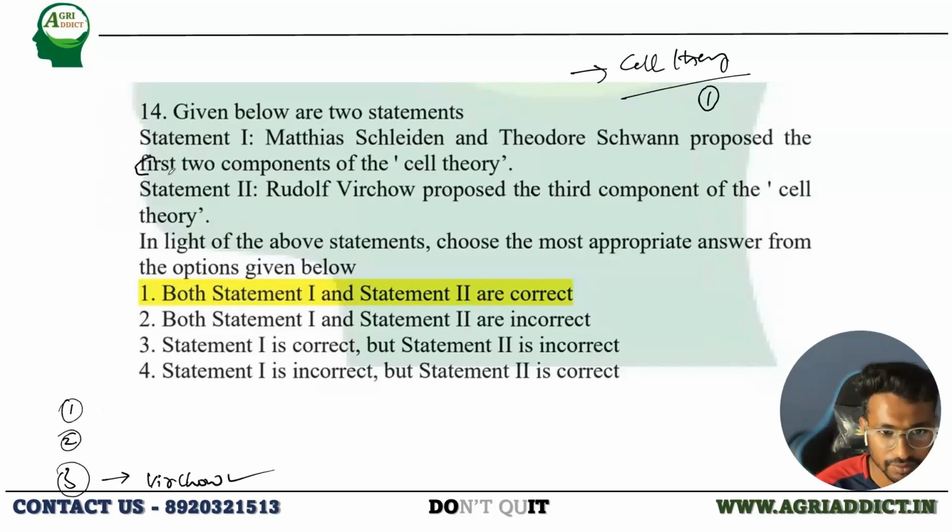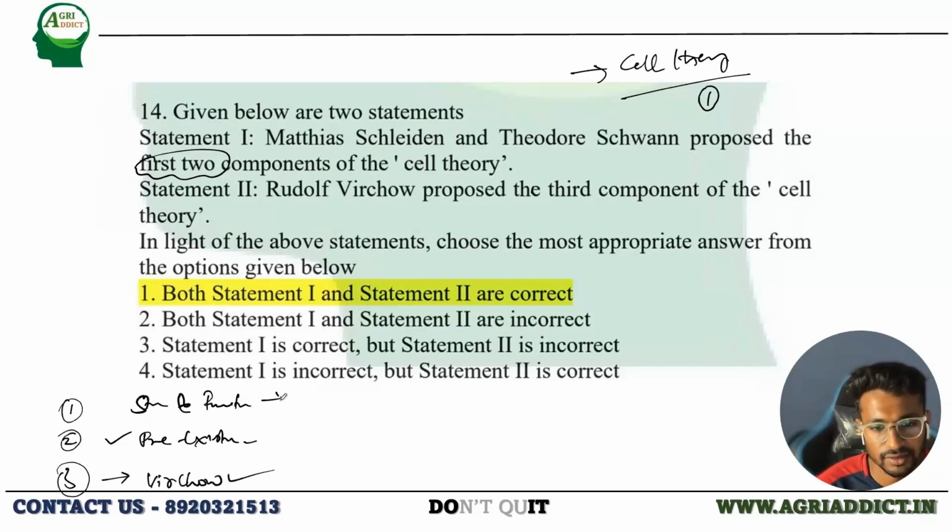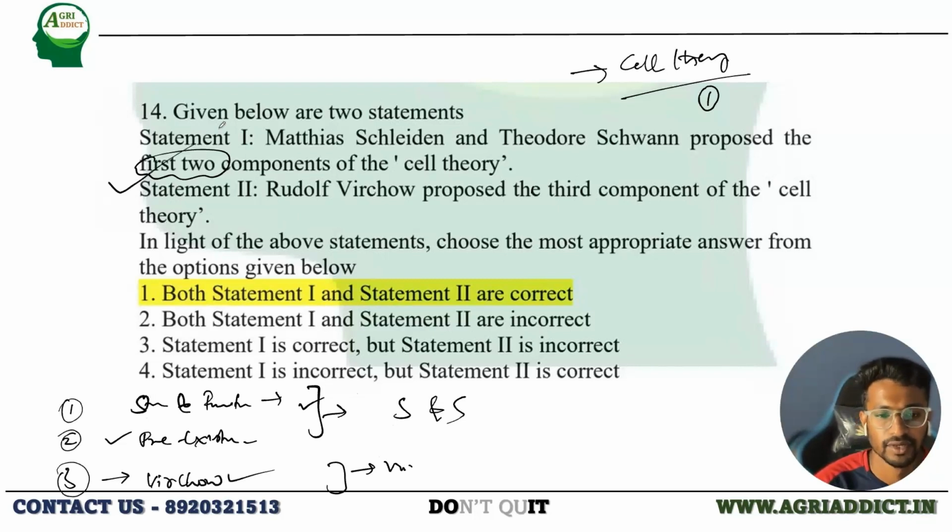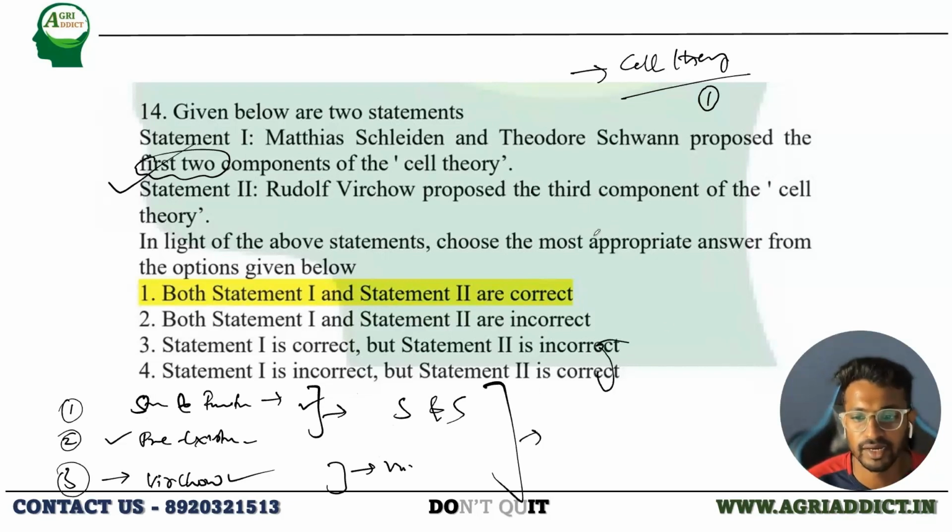Every new cell originates from pre-existing cells. So what is the next one? The cell is the structural and functional unit of an organism. This was Schleiden and Schwann, and the other was by Rudolf Virchow. That is what they are asking. So you are getting the idea of how the question comes in the exams. We have discussed all these three points, and you have to apply them while you answer these statements. So these two statements are correct.